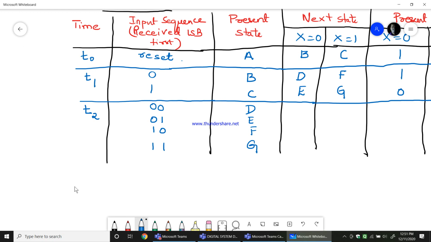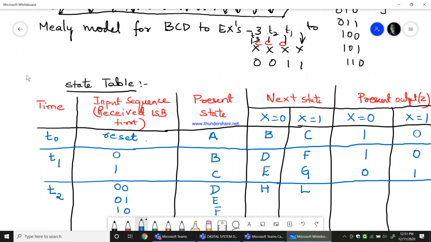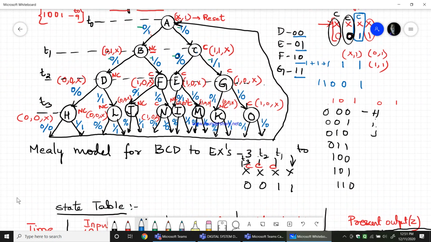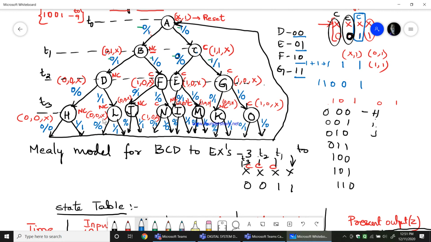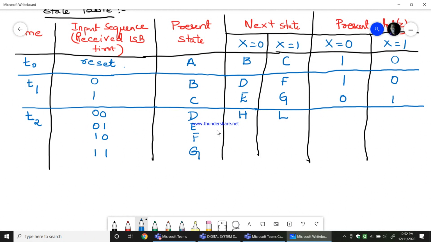Okay, now what would be the next state? At x equals 0, when D is the present state, we see that H and L is the next state. If you go back and see the diagram, at D, H and L is the next state. At F, J and N is the next state. At E, I and M is the next state. At G, K and O is the next state. Therefore, that is what I will write here: H and L, I and M for E, and for F it is J and N, and for G it is K and O.